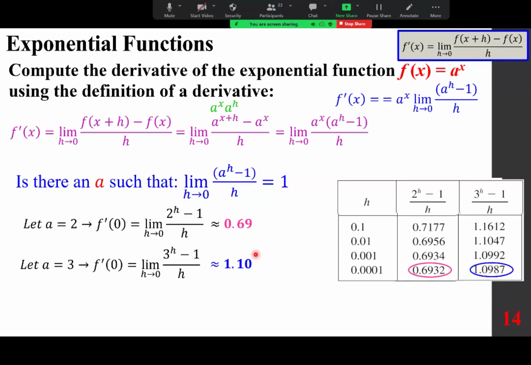But none of them is 1. We were looking for 1. We didn't find it, but for sure 1 must be somewhere in between. And not only that, it's closer to this one. That means it's closer to 3. That's the meaning of it.